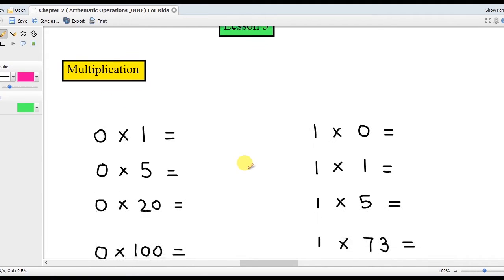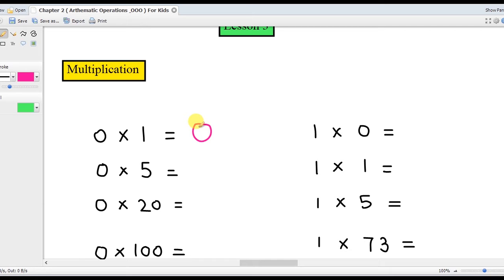Lesson 3, Multiplication. So this is basically times the numbers, right? So 0 times 1 always gives you 0. Whenever you multiply any number with 0, you'll get back 0, right? Always. जैसे हमने सीखा था ना in case of addition and subtraction, whenever you add or subtract 0 from any number, you'll get back that number. In this case, you'll always get 0, right?